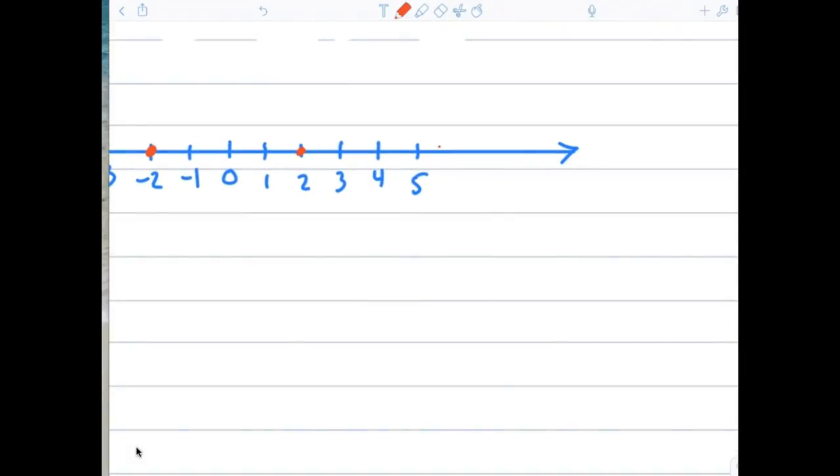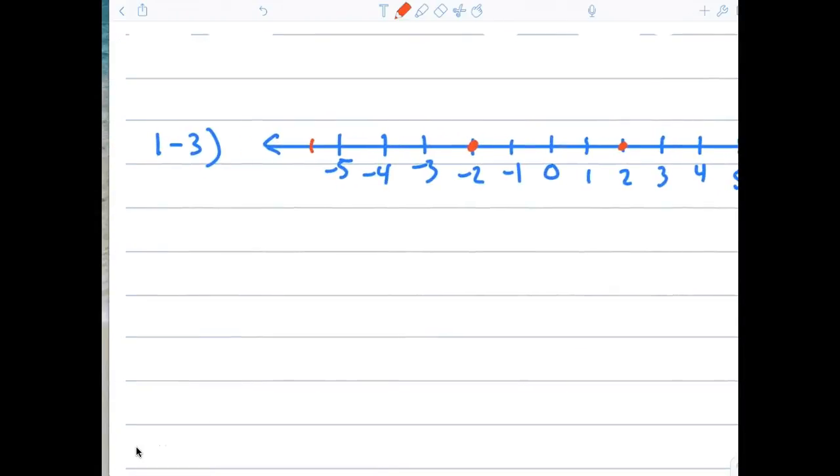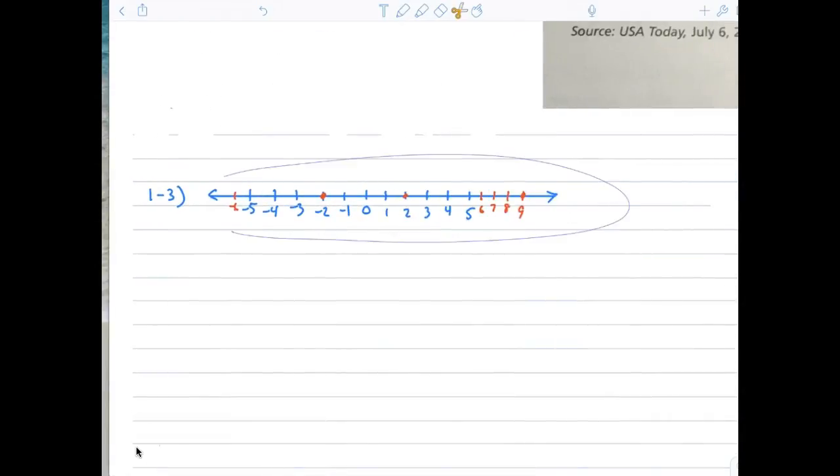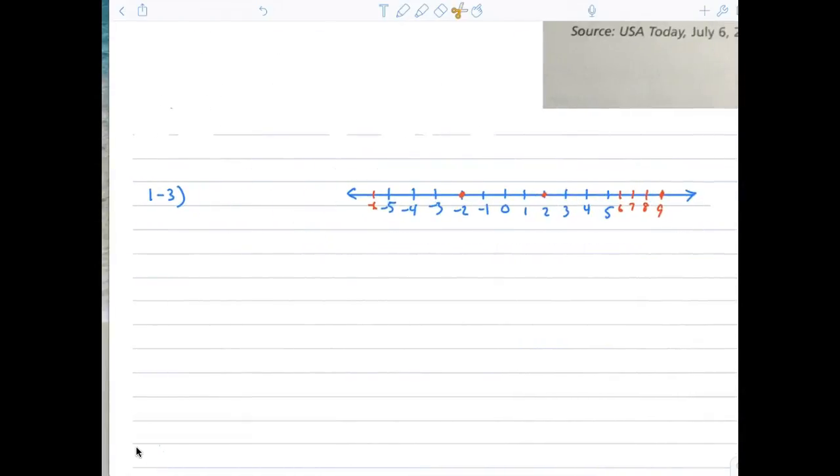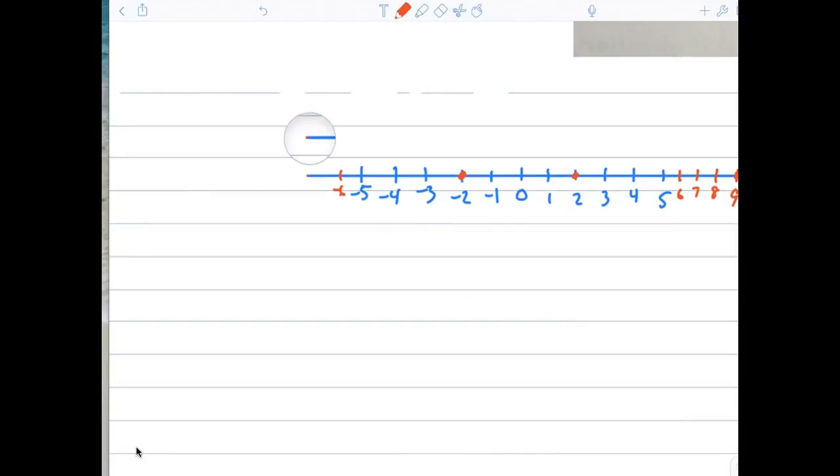5, 6, 7, 8, 9, put a dot. Then I got to count to -9, -6. Lucky for me, I can do what? Yep. -7, -8, -9. Is everybody happy with that?